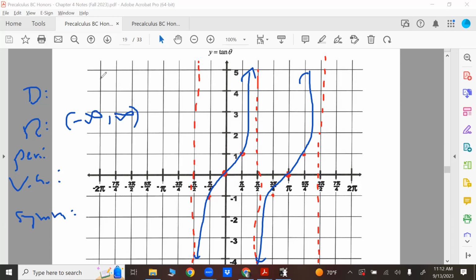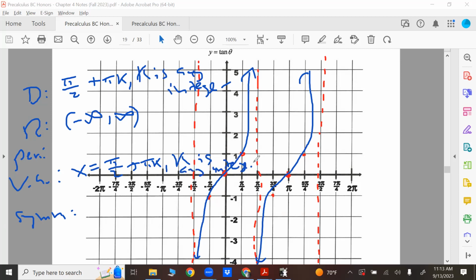But the domain, it's every pi over 2. So you're going to say pi over 2 plus pi k, where k is any integer. And then to your point, Duke, you can just repeat that for the vertical asymptotes. The period's pi, by the way. It takes pi units to complete one cycle. I had 2 cycles here, by the way. This is 2 cycles we did. And the symmetry is odd again, because you rotate about the origin to get back to the same configuration.